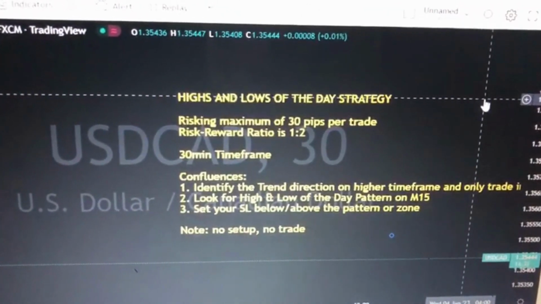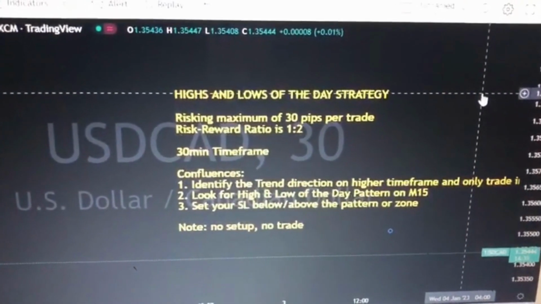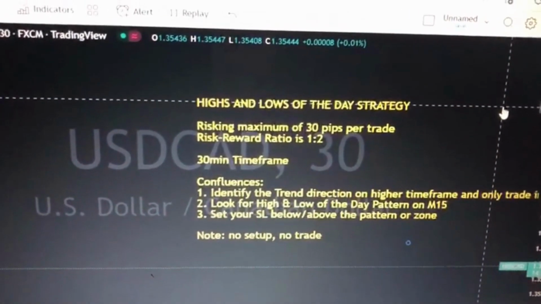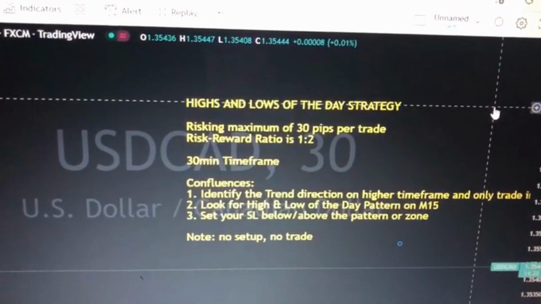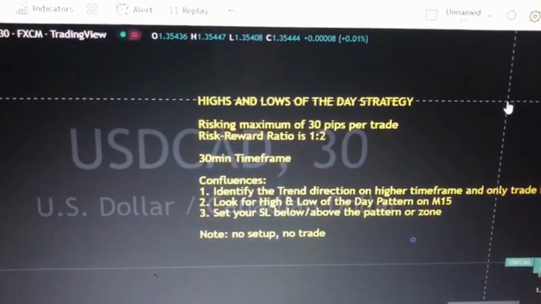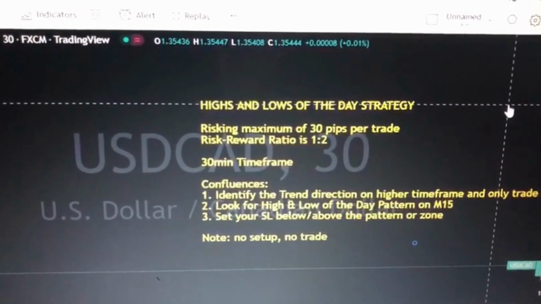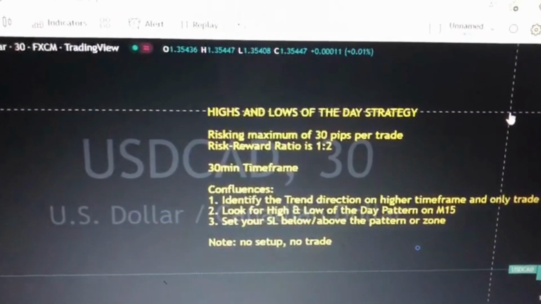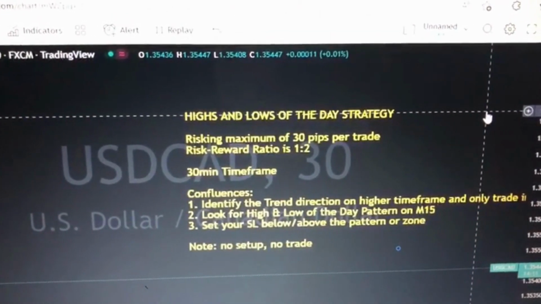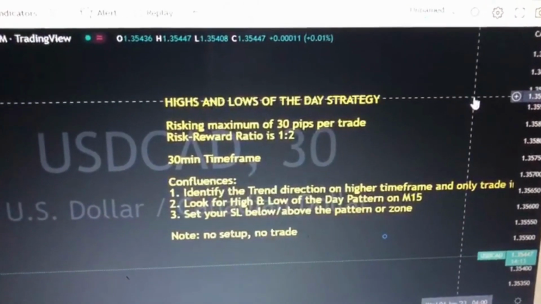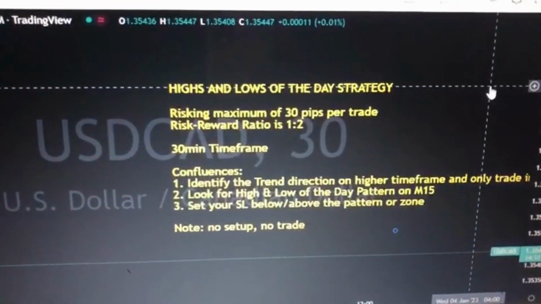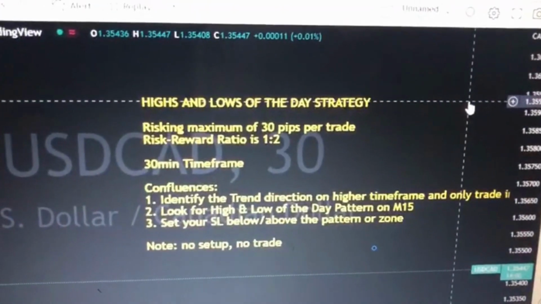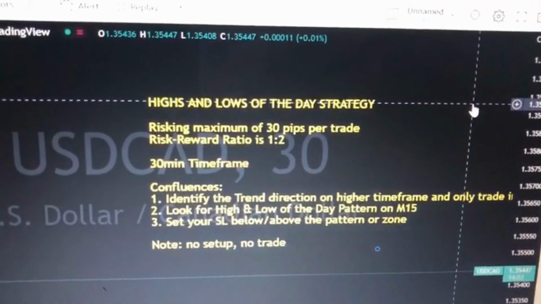Then my risk reward ratio is 1:2. What I mean by that is if I am willing to lose $10, then I should be planning to make $20. If I am losing $1, then I will be making $2. So it all depends on your risk appetite. The time frame you are going to be trading this on is the 30 minutes time frame. We have 3 confluences that you have to watch out for before you even trade.